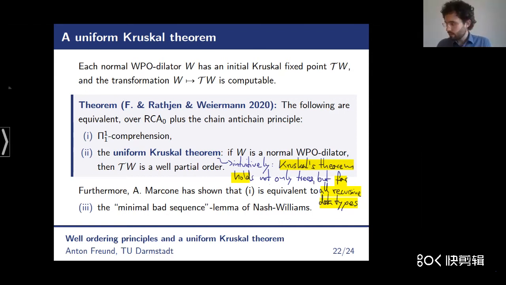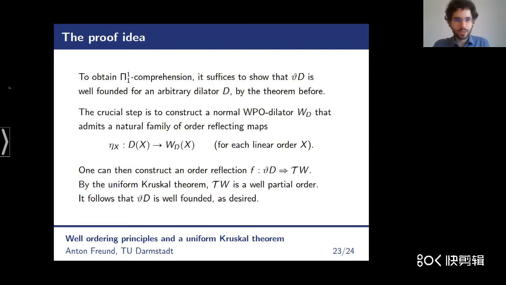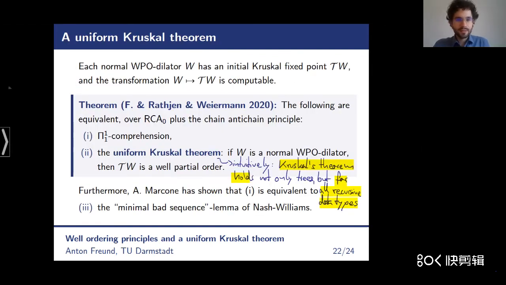Okay, so now if I have maybe 3 or 4 more minutes, then I would very briefly explain the main idea of the proof and then give a conclusion. So once again, the crucial direction is from the uniform Kruskal theorem to pi11 comprehension.